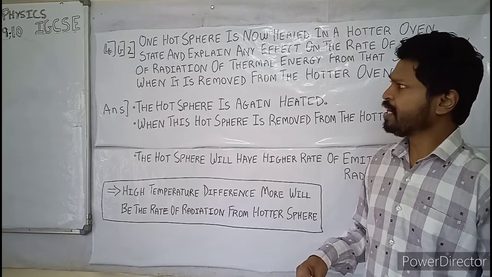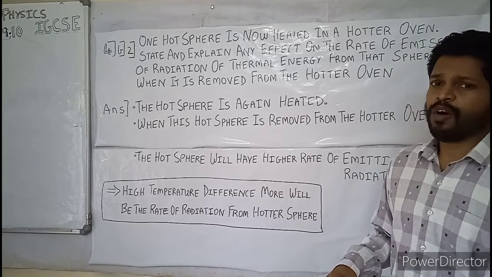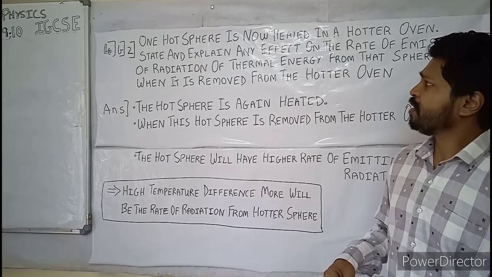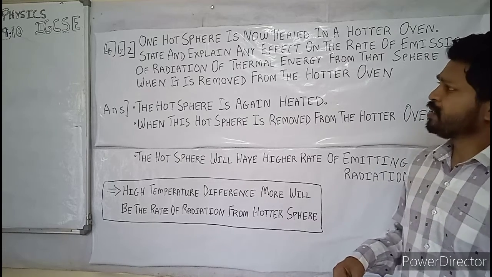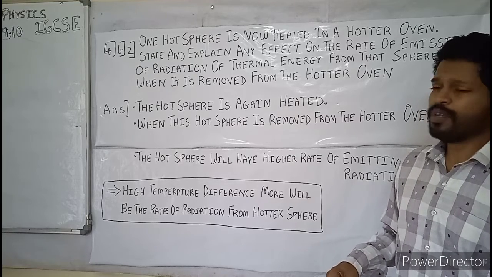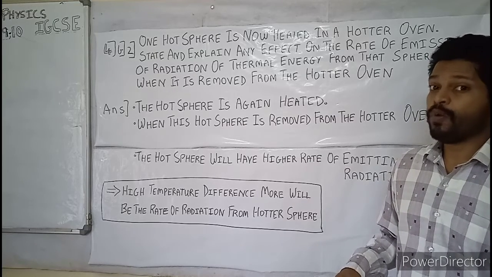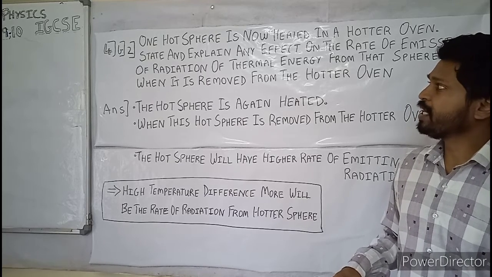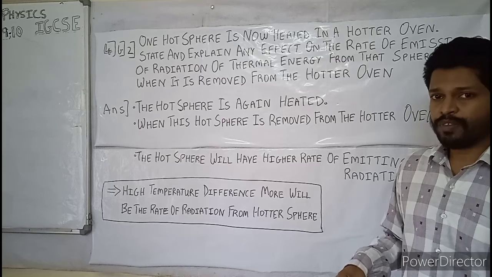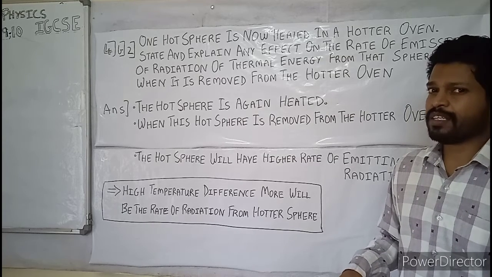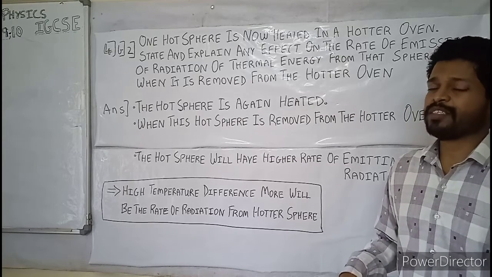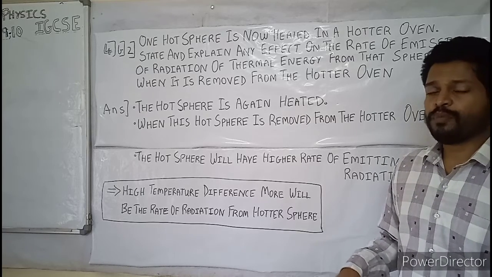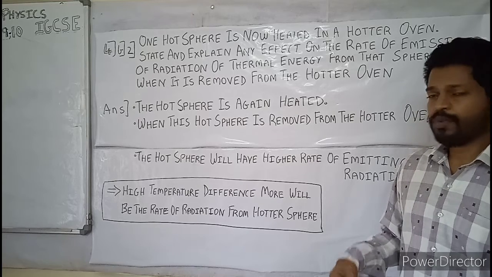Now we need to state and explain any effect on the rate of emission of radiation of thermal energy from that sphere when it is removed from the hotter oven. So now what we need to explain is any effect on the rate of radiation. Is it increasing or is it decreasing? You need to explain that when it is removed from that hotter oven. So we'll come to the answer.